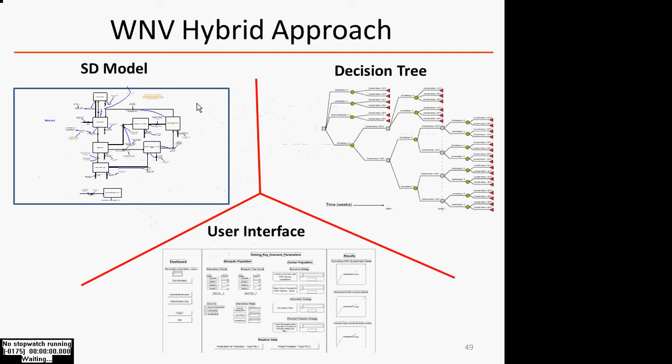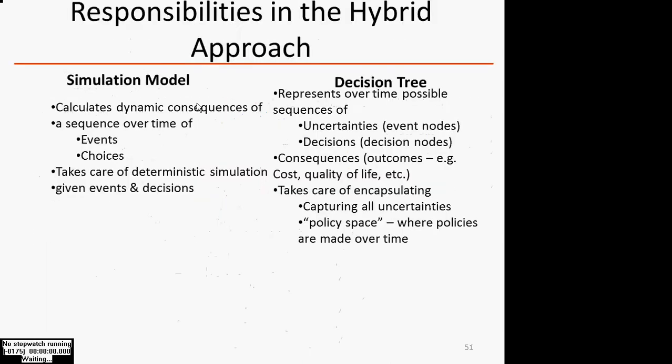So the idea here is that we have a model. In this case, maybe it's an SD model of West Nile virus, but it could be an agent-based model. It could be a discrete event model. It could be a hybrid model that we'll be talking about shortly. We want to combine it with a decision tree that will allow us to reason about uncertainty. The basic idea here is that the simulation model is going to calculate the consequences of a sequence over time of events and choices.